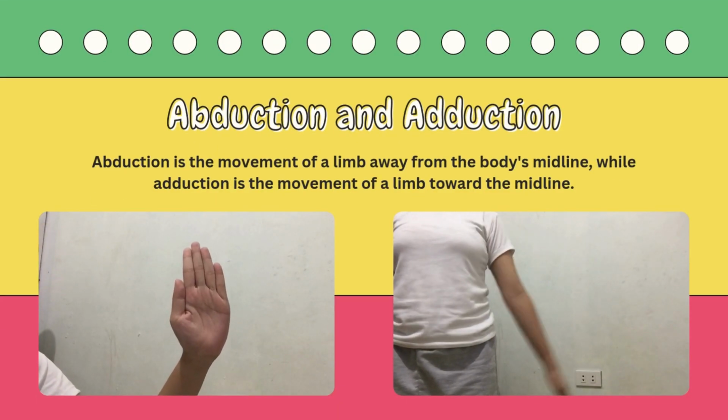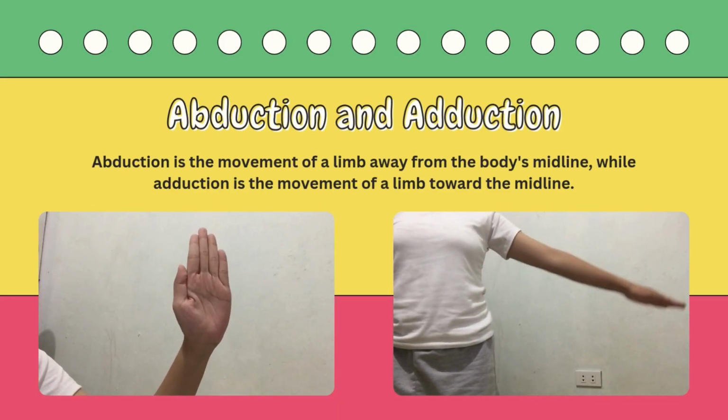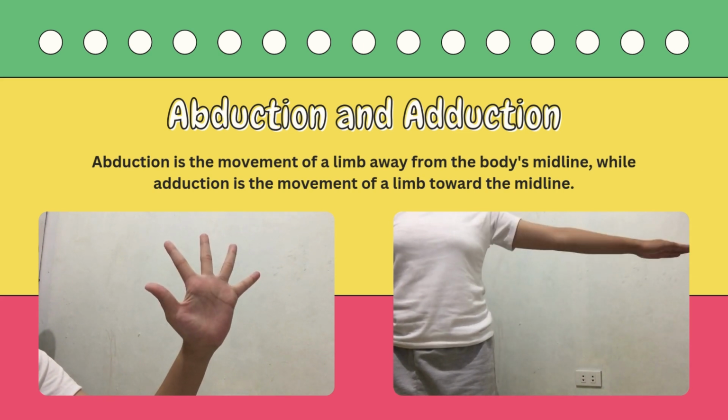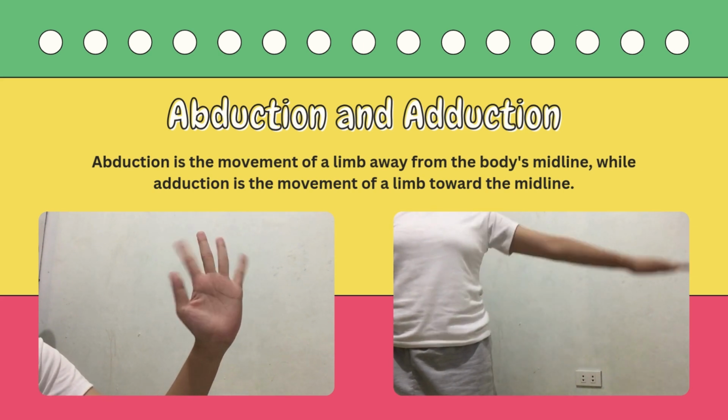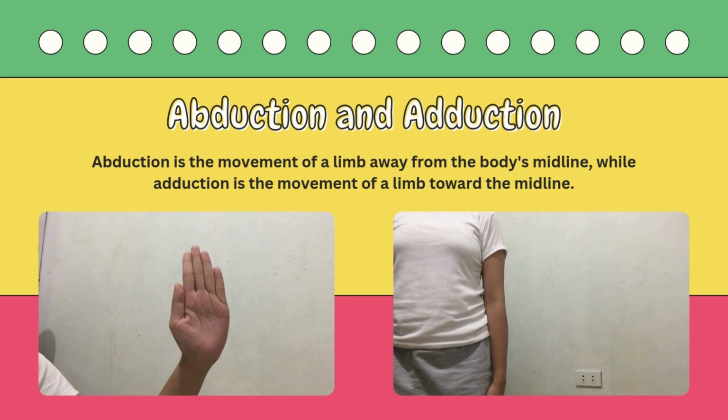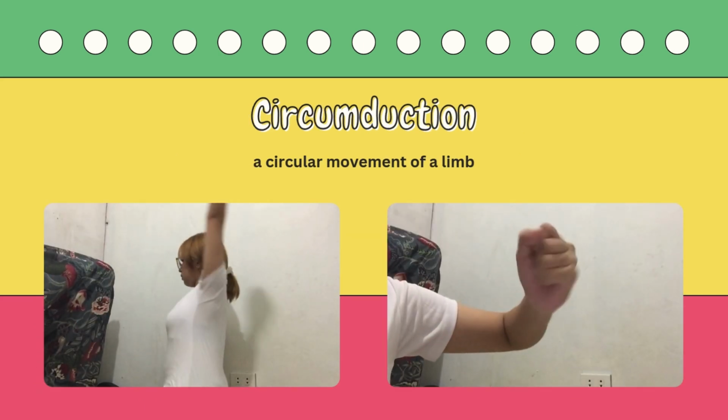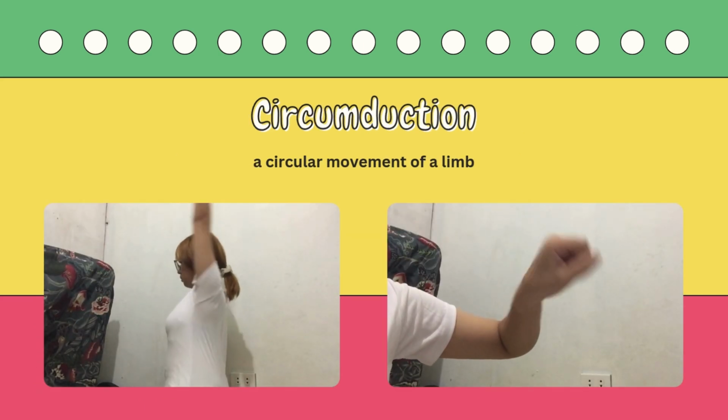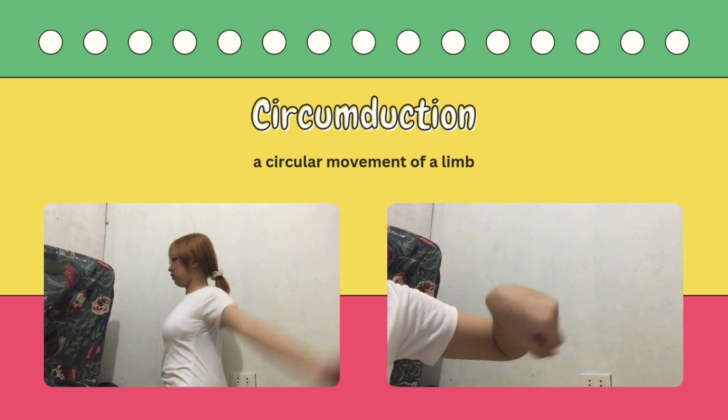Abduction and adduction. Abduction is the movement of a limb away from the body's midline, while adduction is the movement of a limb toward the midline. Circumduction. Circumduction is a circular movement of a limb.